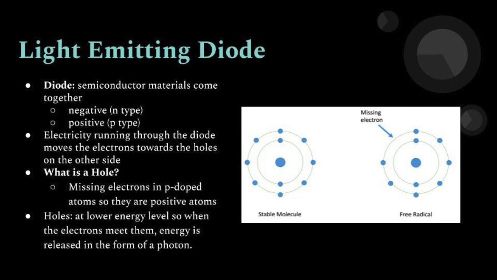The energy difference between these two types is what's known as a band gap. Thus, this energy released from the electron is given off as a photon, which produces the color you see.